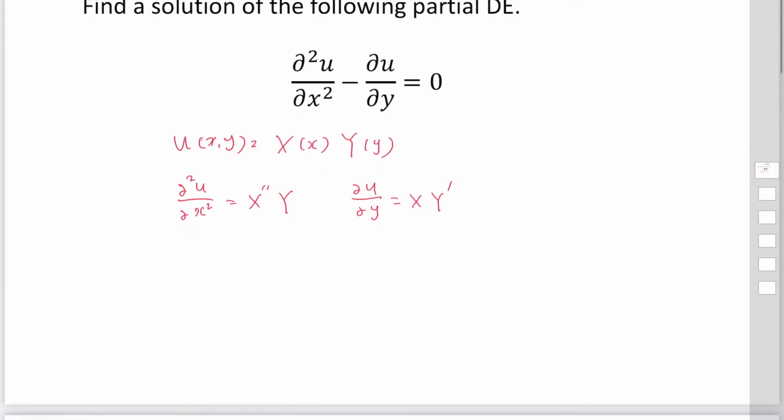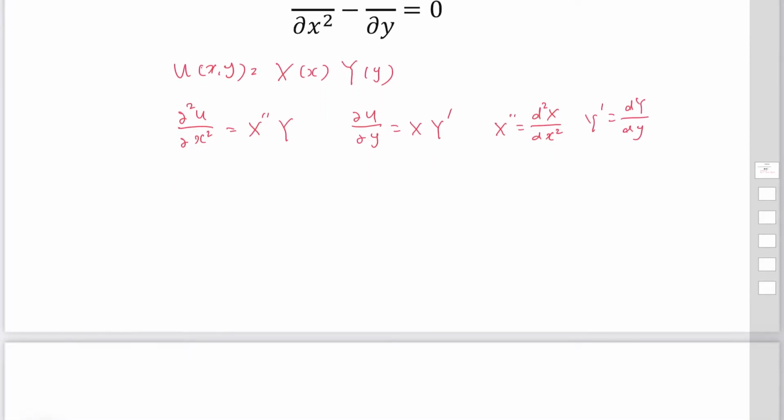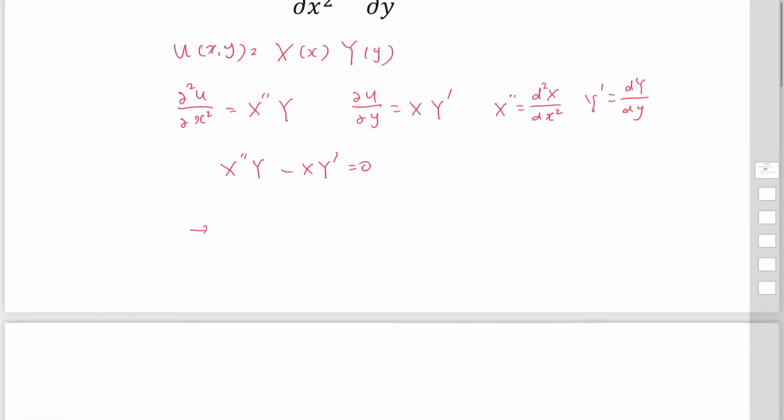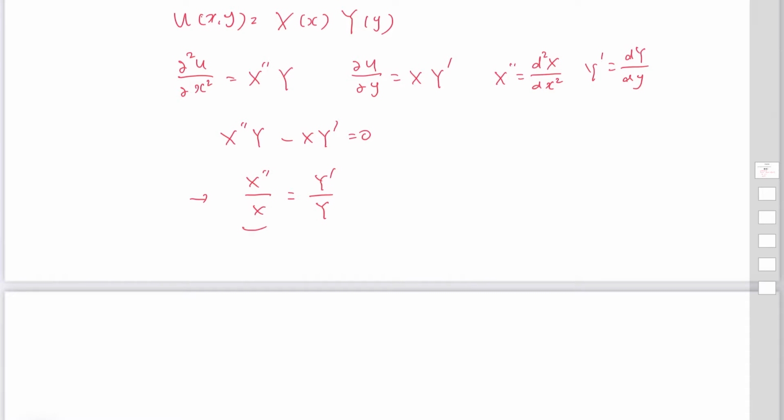So X double prime is the second derivative of X with respect to x, and Y prime is the first derivative of capital Y with respect to y. The equation becomes X double prime Y minus X Y prime equals 0. From this equation, you can find X double prime over X equals Y prime over Y. The left-hand side is a function of x alone, and the right-hand side is a function of y alone.